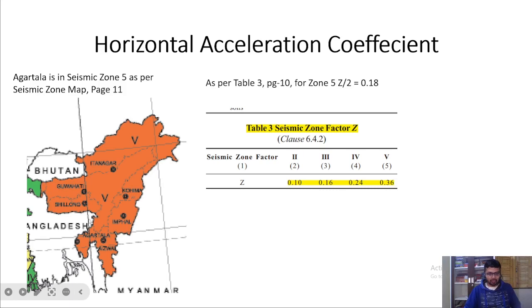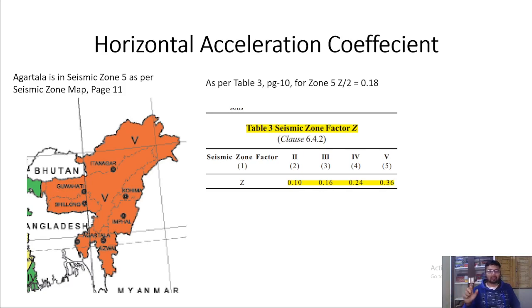As our building location is in Agartala, as per the seismic zone map given on page number 11 of the code, Agartala lies in seismic zone 5. So if Agartala lies in seismic zone 5, then as per table number 3 given on page number 10, the zone factor is 0.36. So Z by 2 comes as 0.36 by 2, which is equal to 0.18. So another one sorted, Z by 2.